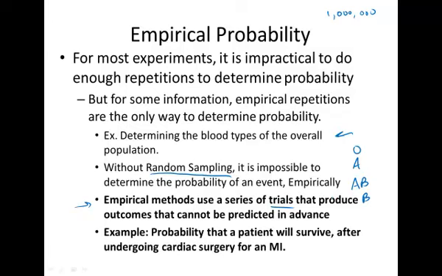Another example here: what's the probability that a patient will survive after undergoing cardiac surgery for an MI, which I believe stands for myocardial infarction, or heart attack, right? Well, it depends on the type of cardiac surgery. It depends on the age of the patient, right? But we can use all that information to determine the likelihood of survival. And once we determine that likelihood, say it's 78%, we bring that to the patient and the patient's family, and they can decide, all right, do I want to undergo surgery? Is it worth it? Okay.